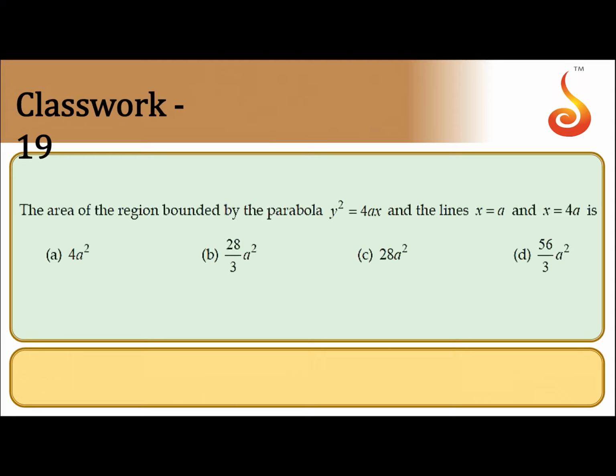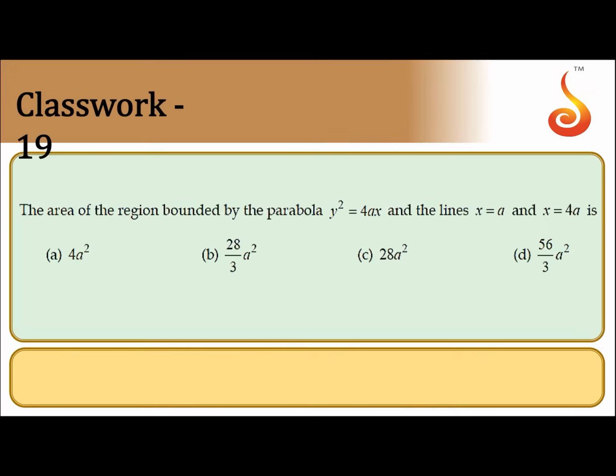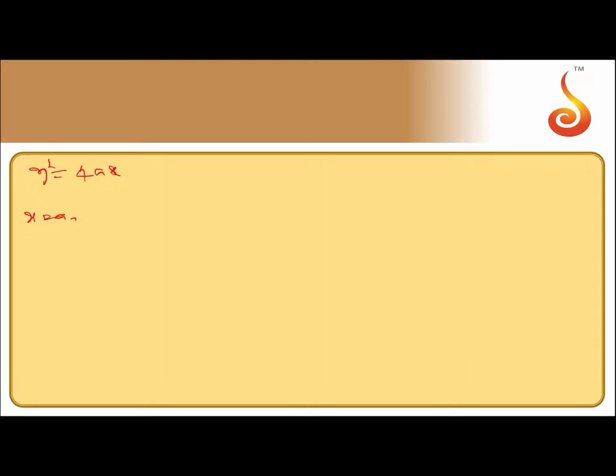The area of the region bounded by the parabola y square is equal to 4ax and the lines x equals a and x equals 4a. Area of the region bounded by the parabola and the lines x equals a, x equals 4a. Y square is equal to 4ax. Let me take up y square equals 4ax, x equals a, and x equals 4a.